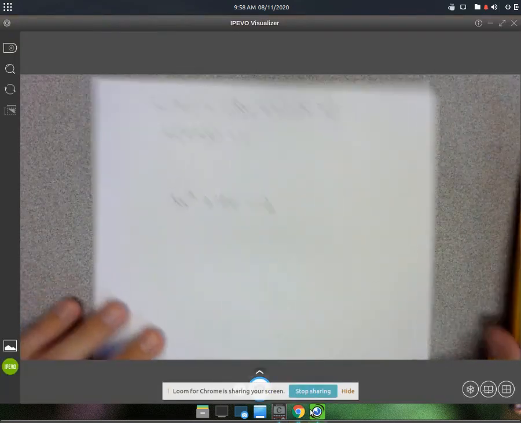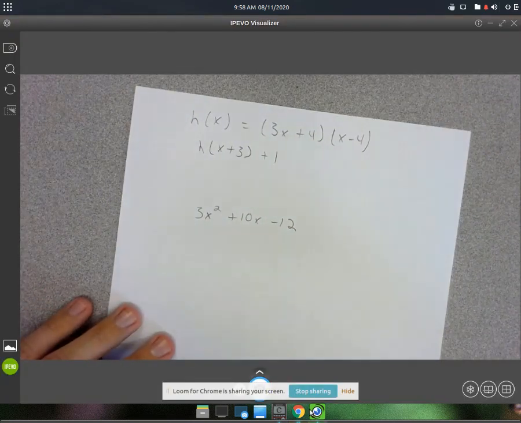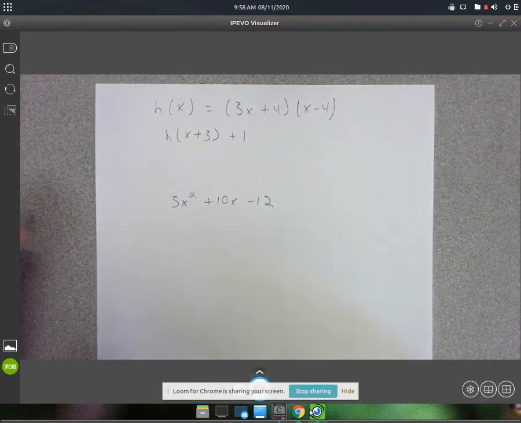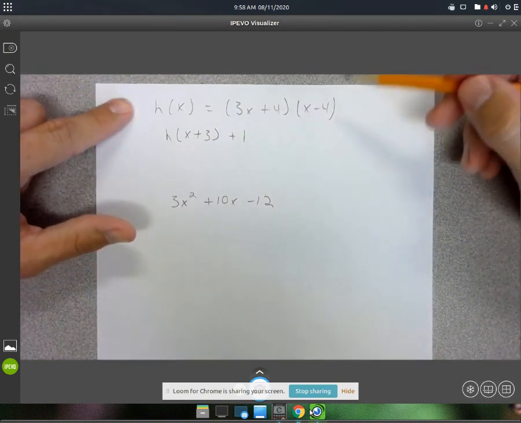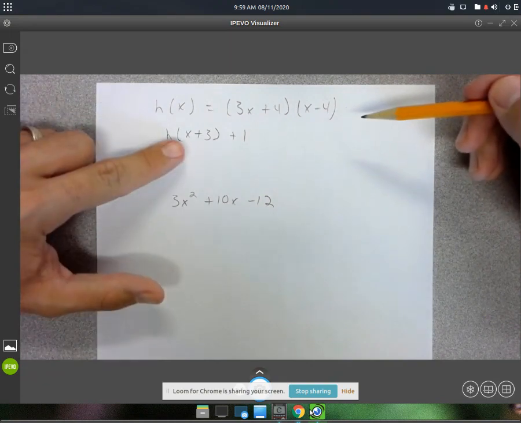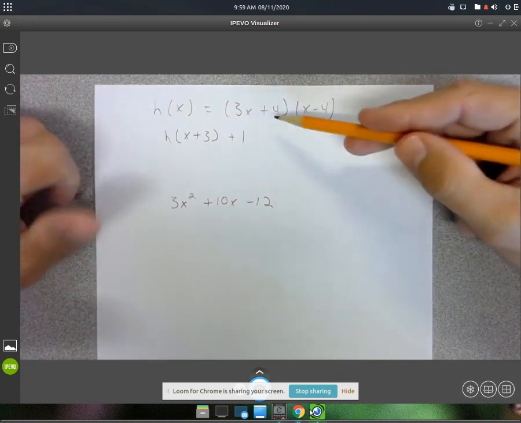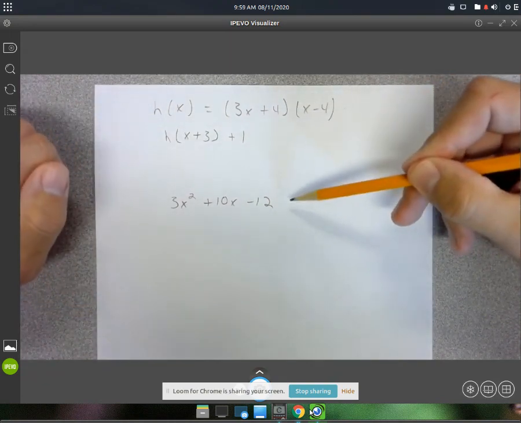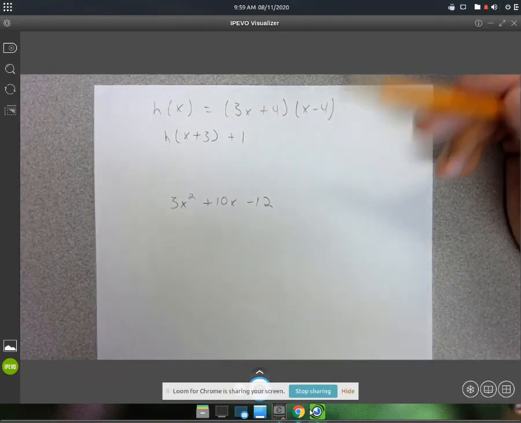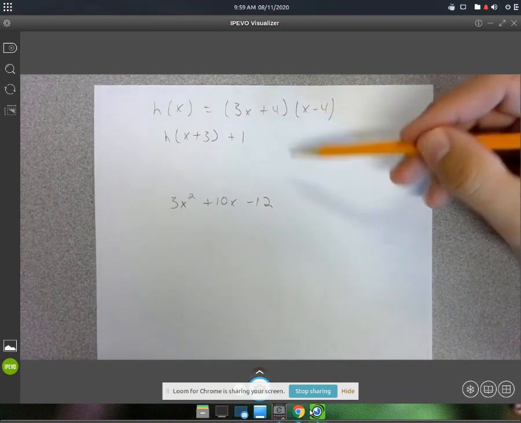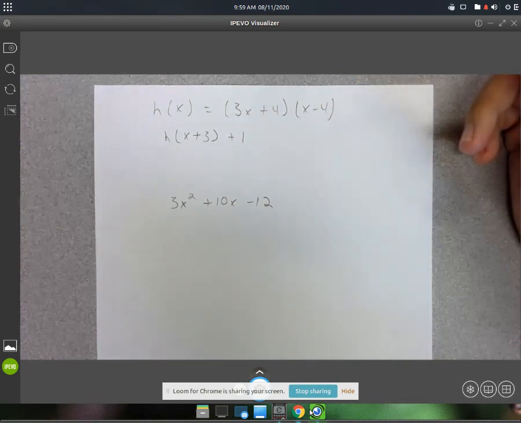All right, so in this video, I'm going to give you a trick for checking your answer. In our last video, we were asked to take h of x and move it 3 units to the left and 1 unit up, and this is the answer that we got. Now we can check this answer by plugging in some number for x. I almost always use 2.